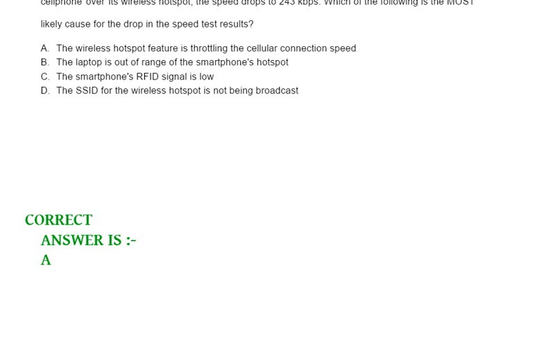Option A. The wireless hotspot feature is throttling the cellular connection speed. Option B. The laptop is out of range of the smartphone's hotspot. Option C. The smartphone's RFID signal is low. Option D. The SSID for the wireless hotspot is not being broadcast. Correct answer is option A.